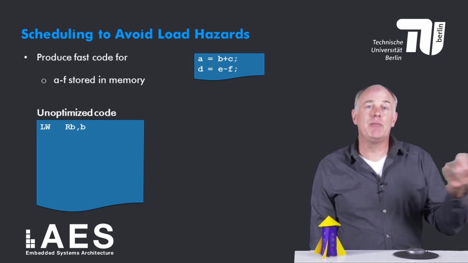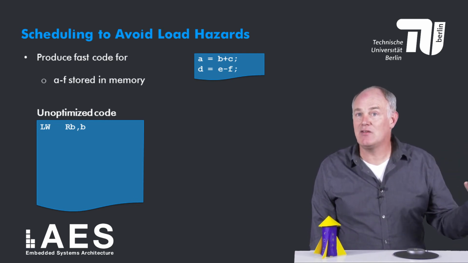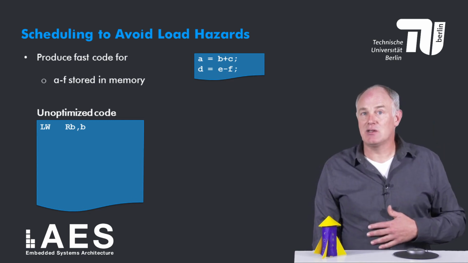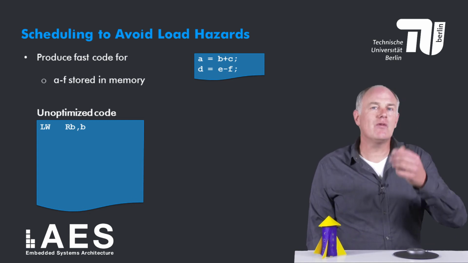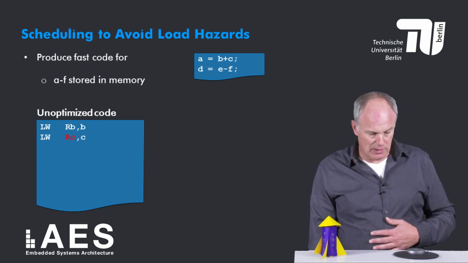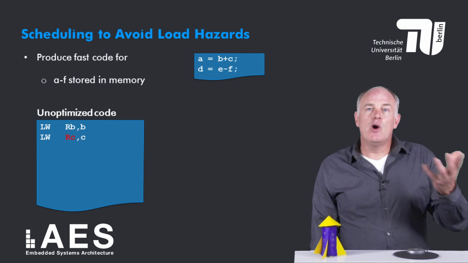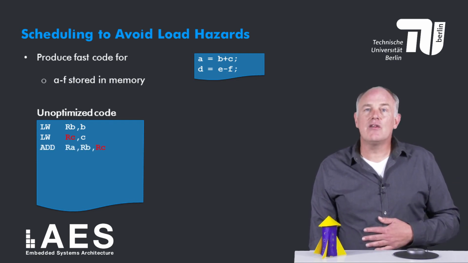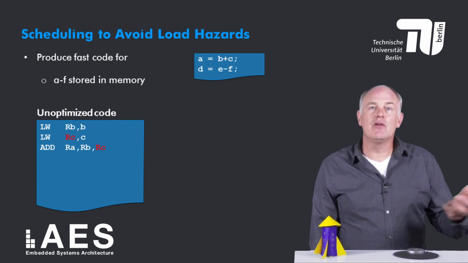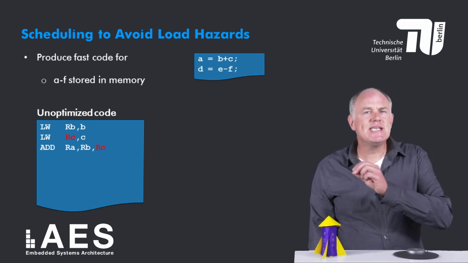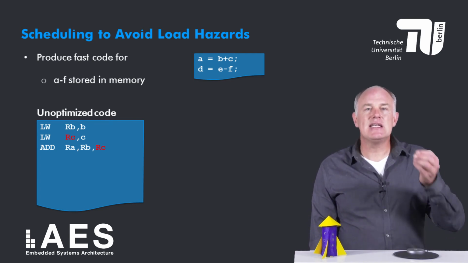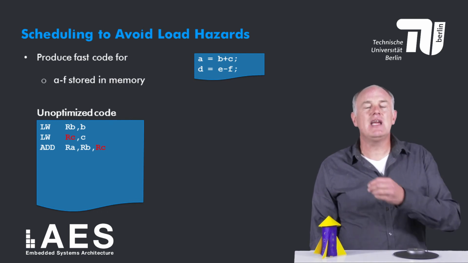In reality, RB should correspond to one of the MIPS registers, R1 to R31, and B should be replaced by the register containing the address of B. It is just to illustrate load-use hazards. Then we load C into a register RC, and then we add RC to RB and write the result to RA. We see, as indicated by the red color, that there is a load-use data hazard because the load to RC is immediately followed by an instruction that uses RC.